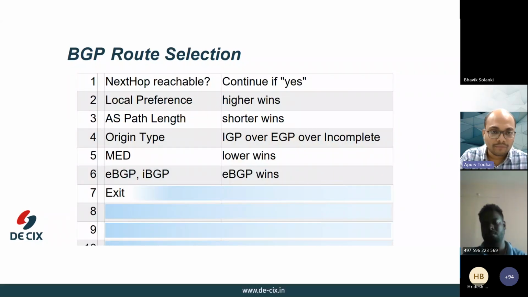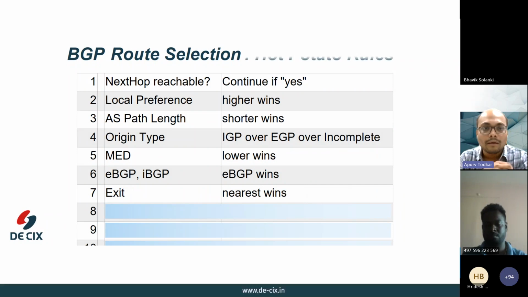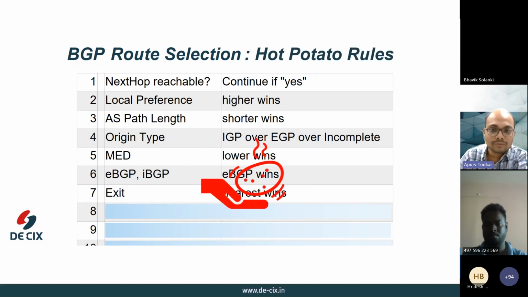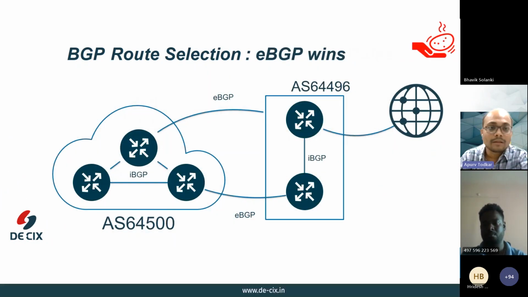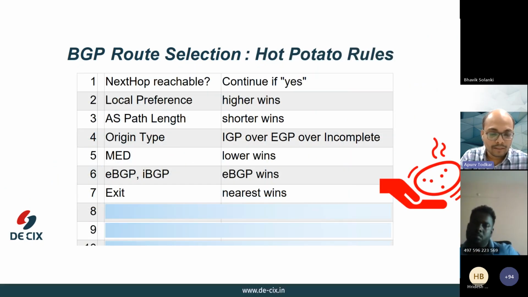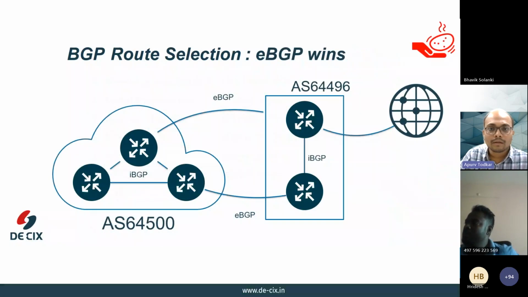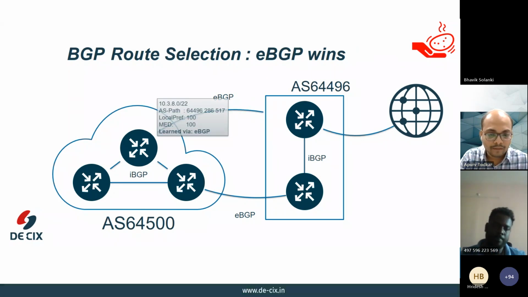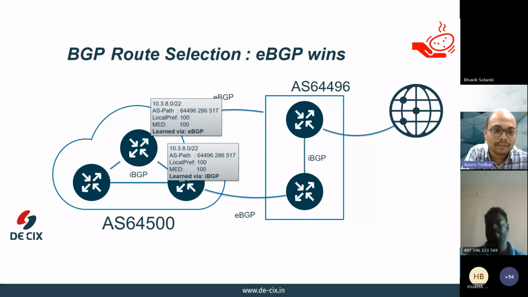Next up, we have the BGP best path algorithm that involves our hot potato rules. Specifically, this is steps 6 and 7 of the best path selection algorithm. This ensures that the traffic exits your autonomous system as quickly as possible using the nearest exit point. In this example, the rule clearly states that if a router receives the same prefix from both external eBGP and internal iBGP, it should prefer the one received via the eBGP peer.